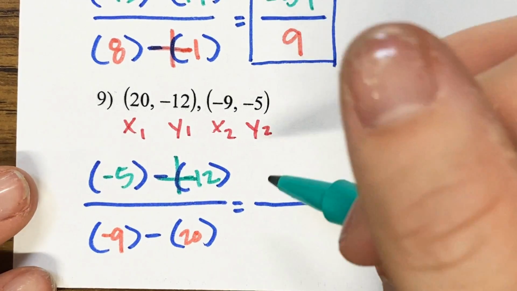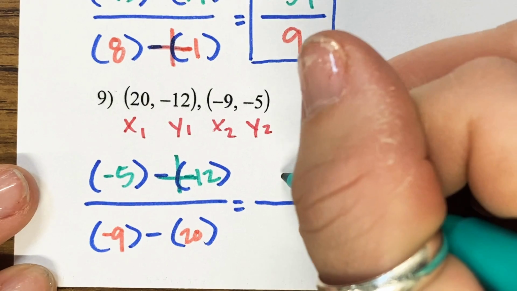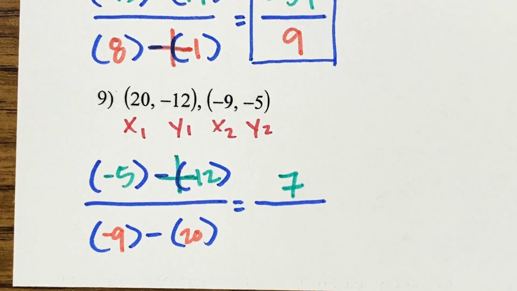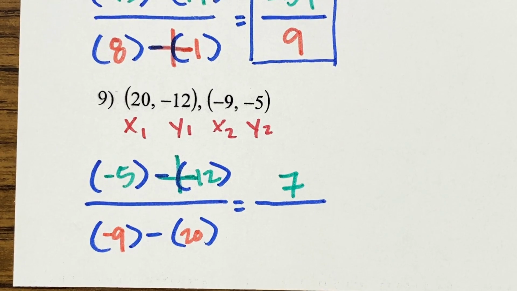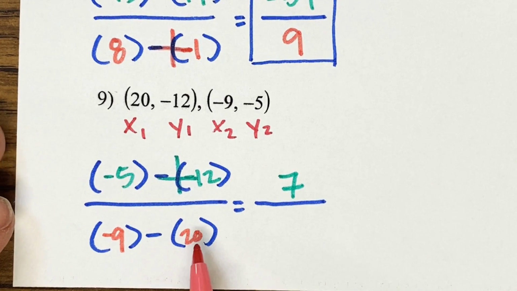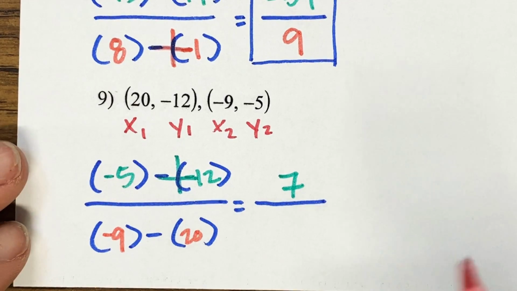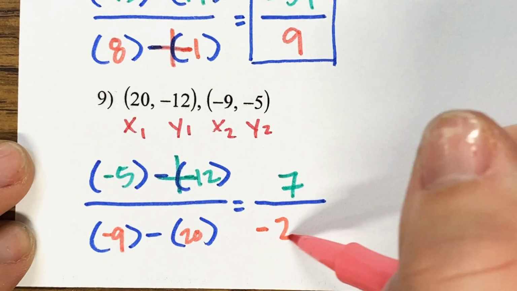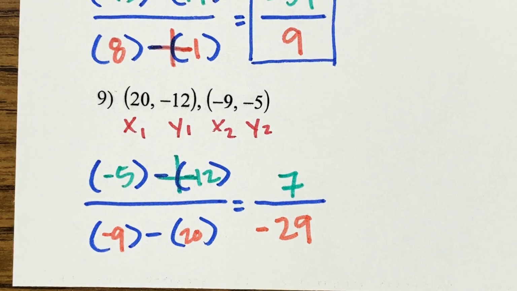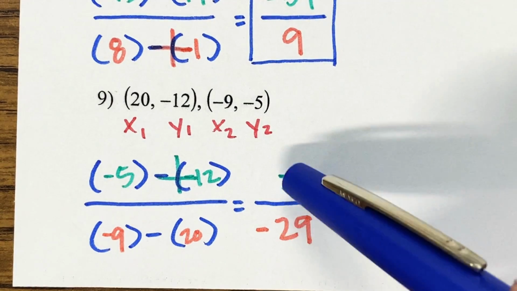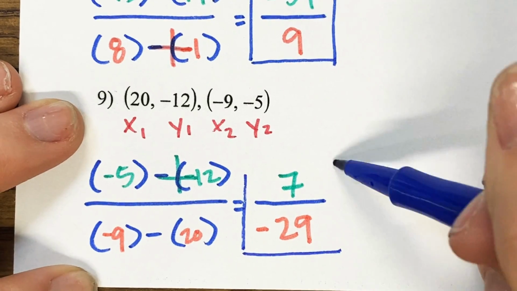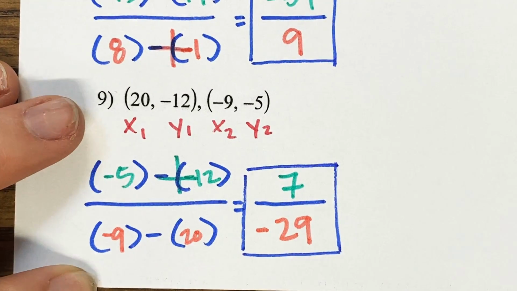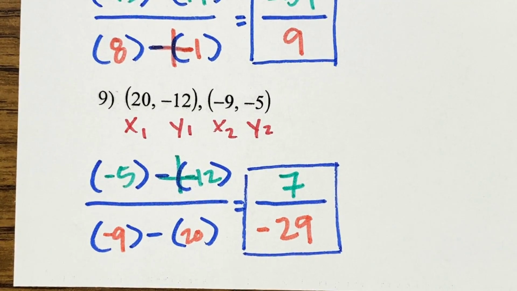Negative 5 plus 12. We're going to go into the positives, and we are going to end at 7. Okay, so now let's solve for the bottom. We have negative 9 minus 20 more. So we're getting more negative here. This is going to be negative 29. There's no numbers that we can divide both of those guys by, so it stays negative 7 over 29, or 7 over negative 29.